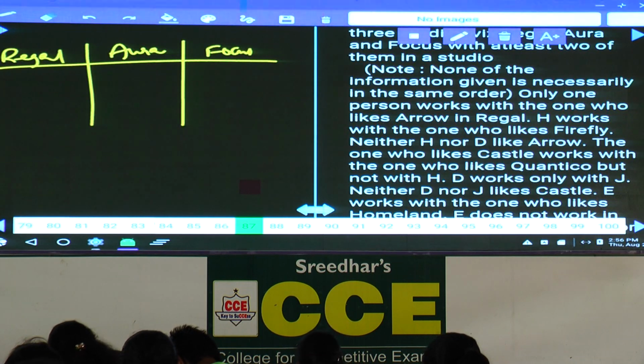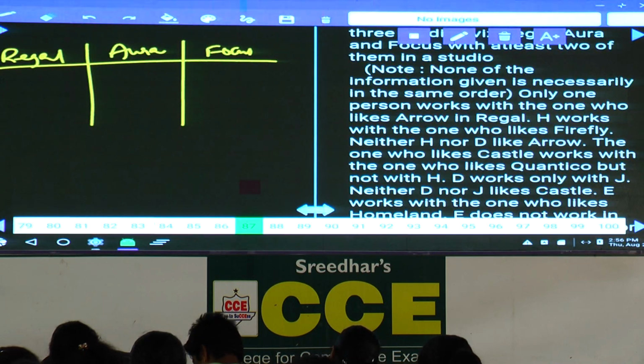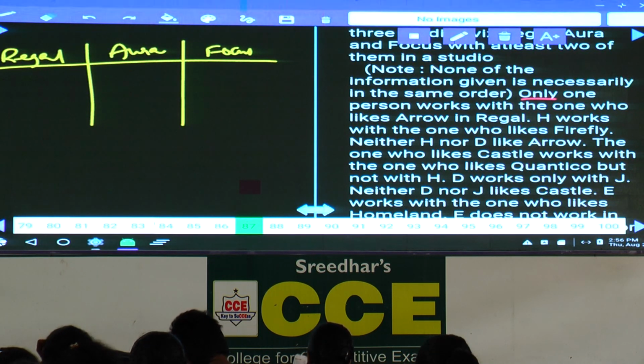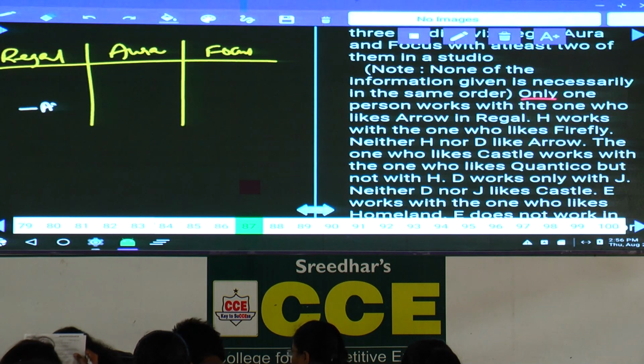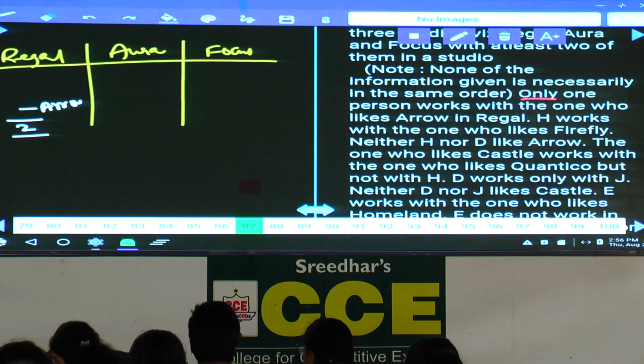None of the information given is necessarily in the same order. Only one person works with the one who likes Arrow in Regal. Tell me how many persons are working in Regal? Only 2. Who are those 2? See here, only is given. Only one person works with the one who likes Arrow in Regal. In Regal, we have only 2 persons: the one who likes Arrow, and one more person.